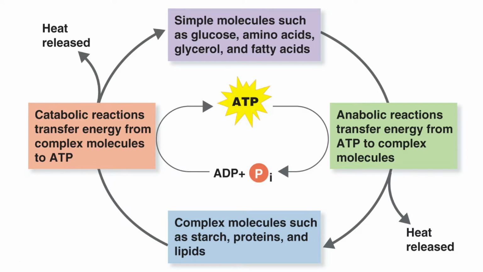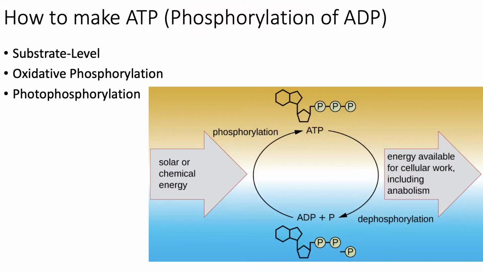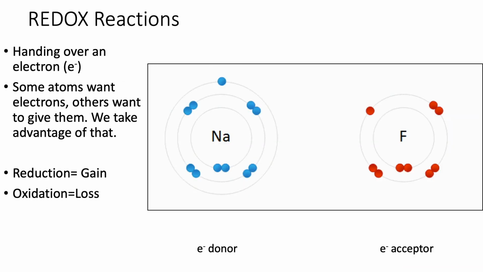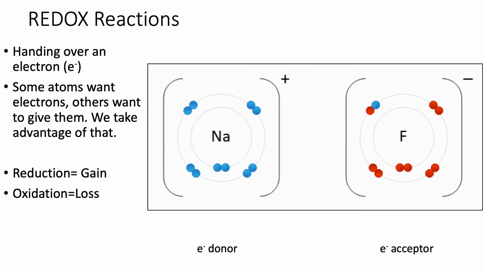So let's talk about how we actually make ATP. So ATP is made in 3 different ways, okay? It depends on what you're doing. In general, we're going to be talking about substrate level and mostly oxidative phosphorylation. I will touch on photophosphorylation. That's what plants do, so that's like photosynthesis. And so let's jump into it. Now, the first thing we need to talk about are redox reactions, which I usually get a reaction from students when I say redox reactions. All we're talking about is reduction and oxidation.